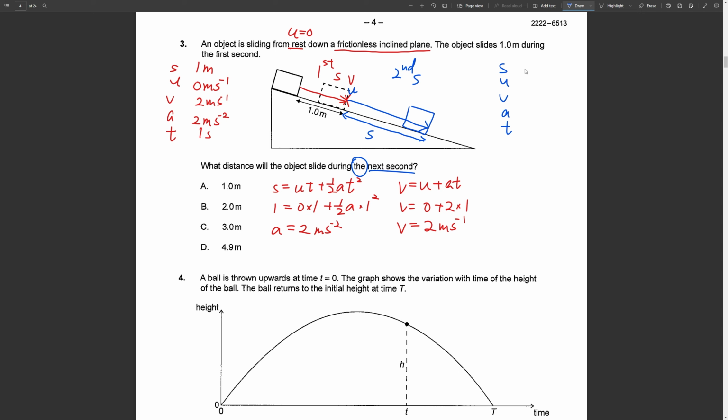The blue S is unknown. The U is the same as the previous one, which is 2 meters per second. V is unknown. A is 2 meters per second. T is 1 second as well. Then we have the equation S equals ut plus half at squared again. S is unknown, U is 2 times 1, and then half times acceleration A times time squared.